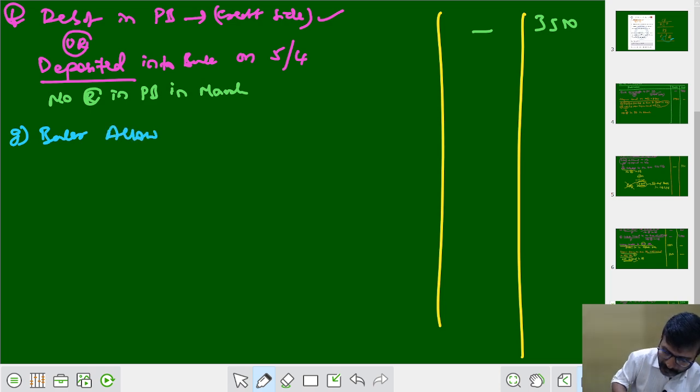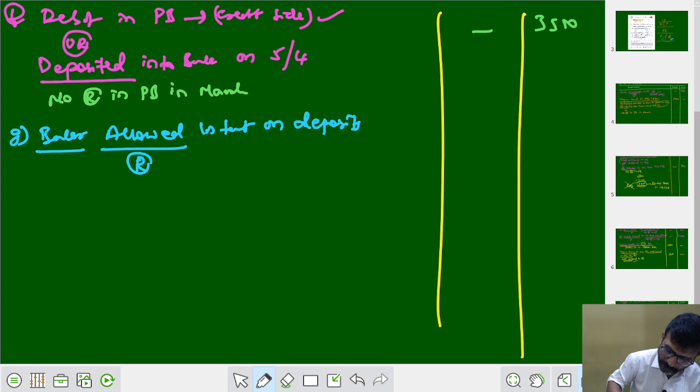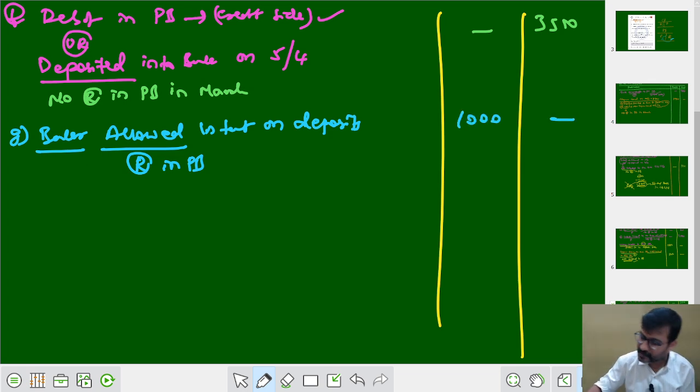Banker allowed interest on what, my dear kids? Deposits. Allowed means receipt. Who allowed? Banker. Receipt in passbook, credit in passbook. So where we have to take? We have to take it on the debit side with an amount of rupees 1000.